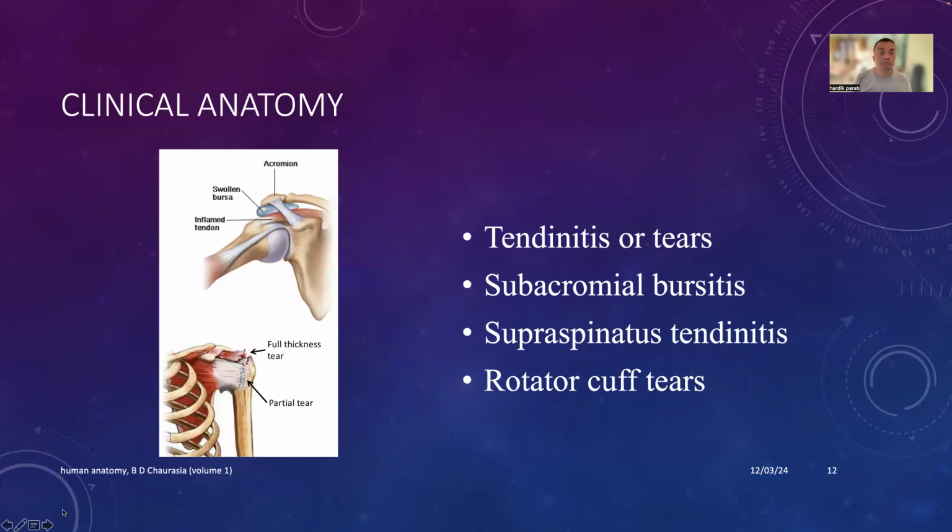And now the clinical anatomy of all these structures. The patient can develop tendinitis or tears, a tear of an individual muscle or a tear of the whole rotator cuff can happen. Commonly it happens in the supraspinatus muscle. Then there is subacromial bursitis, which is again a very common condition, where inflammation of the subacromial bursa happens because repeated overhead activities cause continuous friction of this bursa under the acromion process or coracoacromial arch, and that's why it gets inflamed.